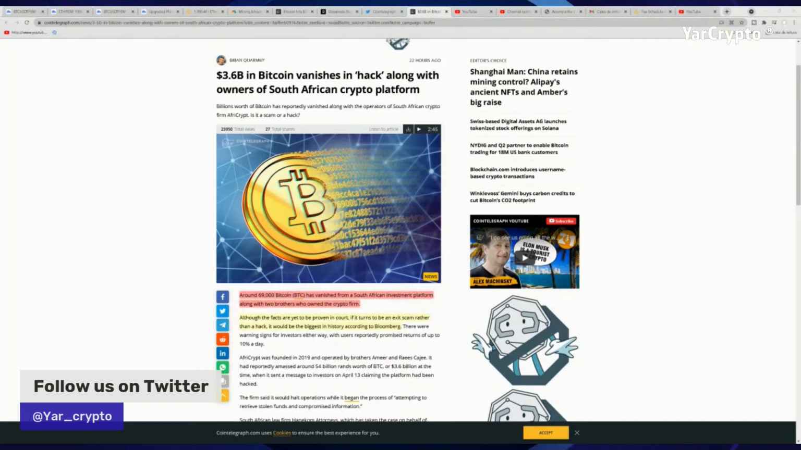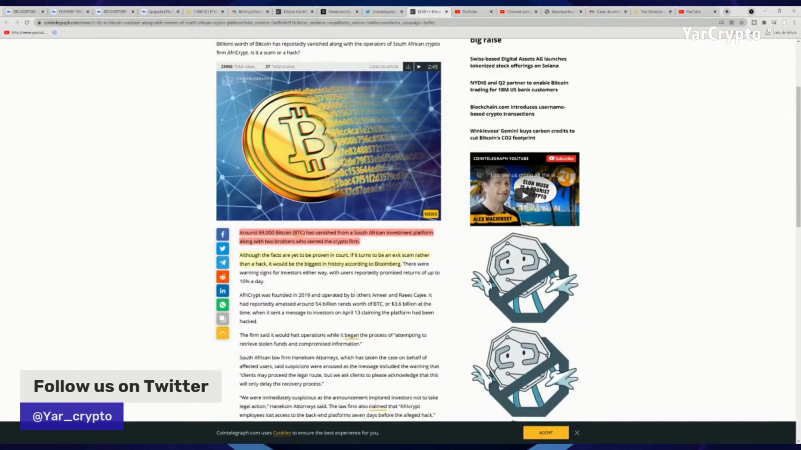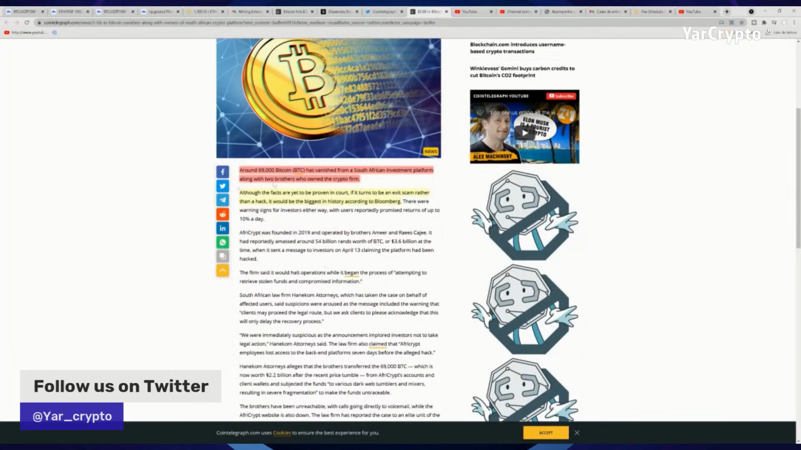So let's have a little look at this article then. I think Groovy got this up. Let's see what's going on. They say around 69,000 BTC has vanished from a South American investment platform, along with two brothers who owned the crypto firm. So I think they got hacked as well. Probably they got, I don't know, but it's interesting that they got hijacked along with the BTC.